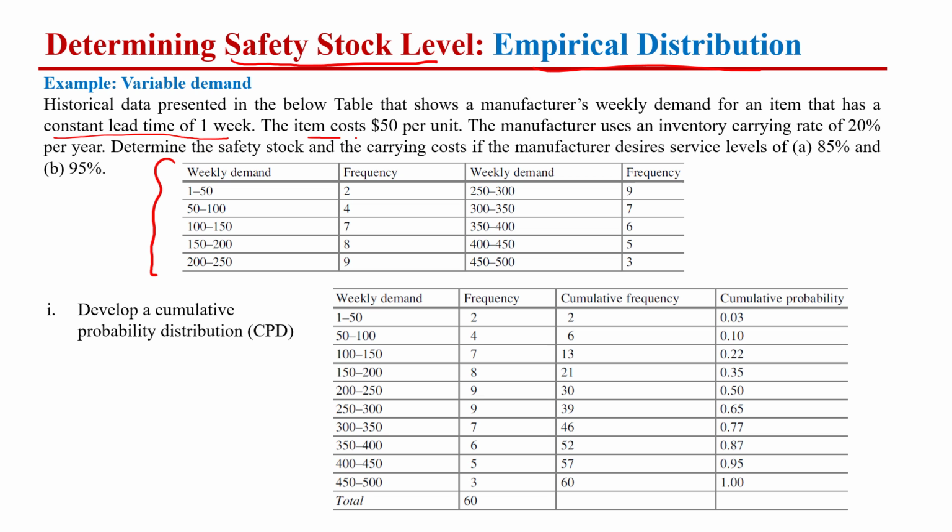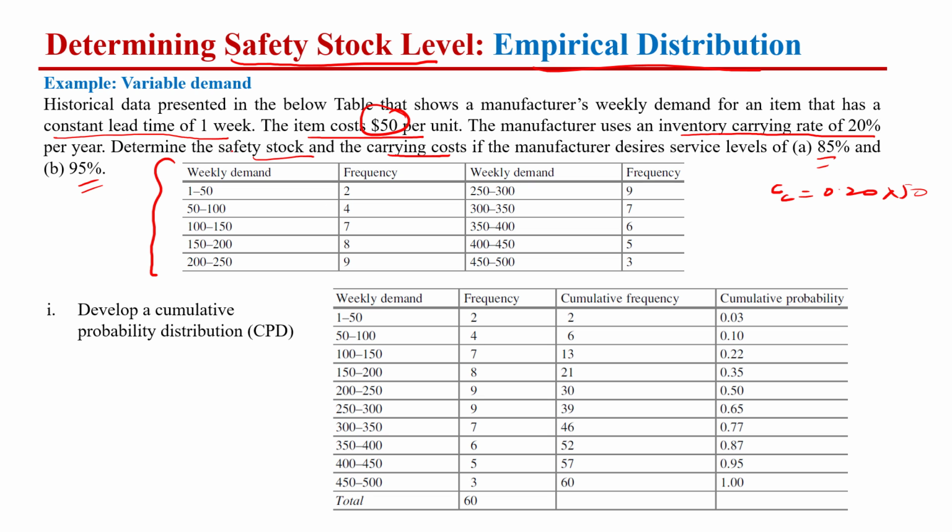They have given us the item cost, which means the product cost. It also indicates the inventory carrying rate, which is 20%. Based on this, we can easily calculate the carrying cost per unit, which is 0.2, the inventory rate of 20%, multiplied by the product cost, which is 50. Further, it asks us to determine the safety stock level as well as the carrying cost if the manufacturer desires a service level of 85% as well as 95%.